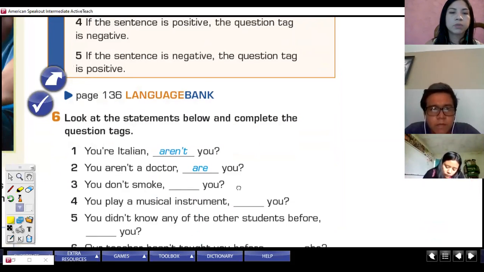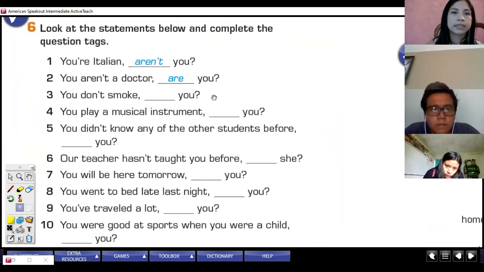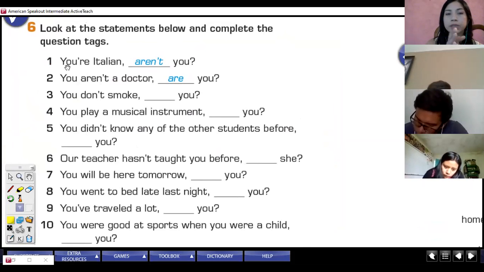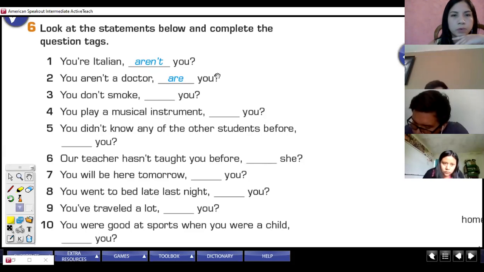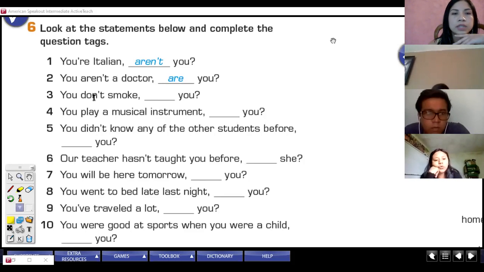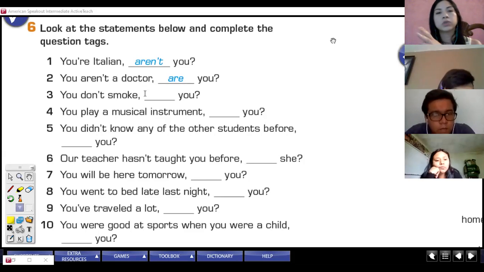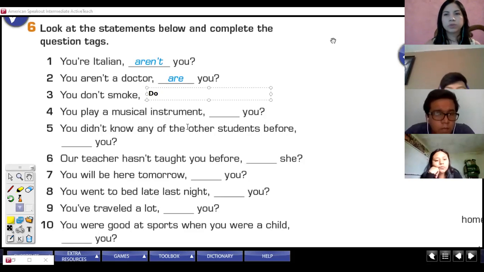Now, you are going to complete these sentences with question tags. The first example is, you are Italian, positive, verb to be. The question tag is negative, verb to be, aren't you? Try to complete. Number 3, you don't smoke. What is the auxiliary? The auxiliary? Do you? Yes. Do you? You don't smoke. Auxiliary is do. And if you have negative, you're going to use affirmative. Do you? Okay.